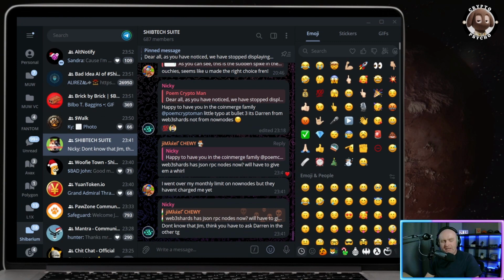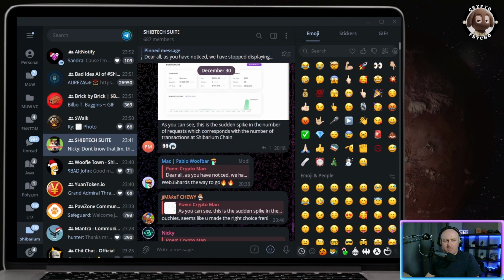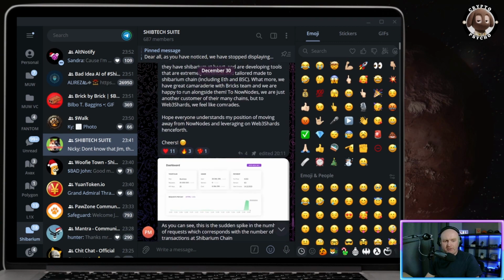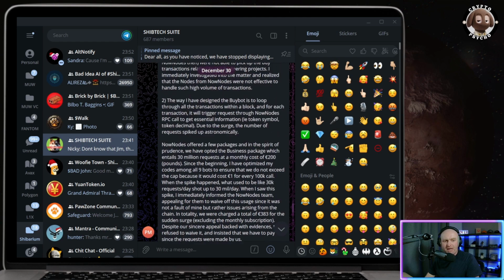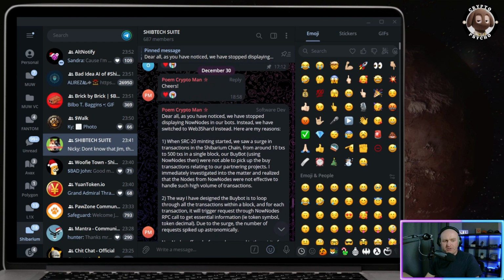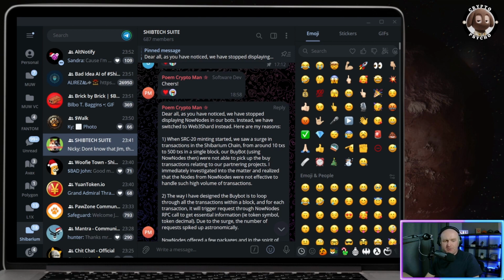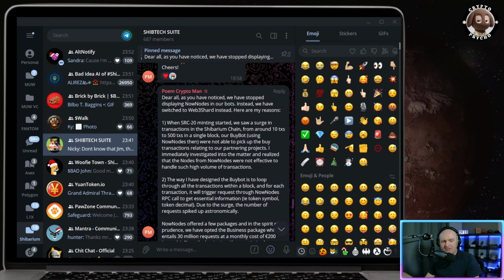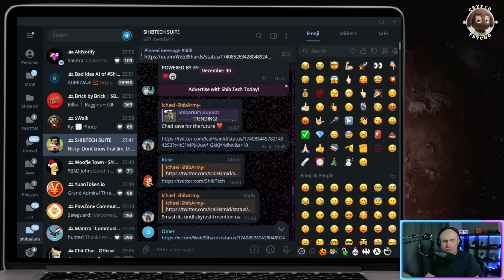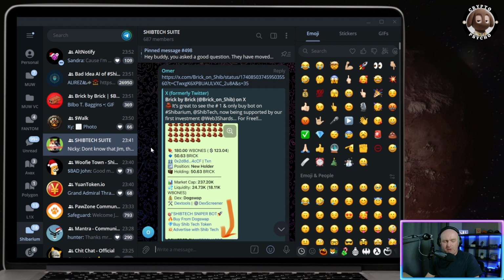So this is the Shib Tech Telegram page. Now it's always very active. Poem is always posting anything that's done, anything that's being changed, good, bad, indifferent, any news. It's always dropped into the chat, so the community is as involved as can be. This particular one, they've stopped displaying no nodes in the bots. Instead, they've moved over to Web3 shards, and it's going into the reasons behind it. So it's really nice to see, but it's a fully transparent project.